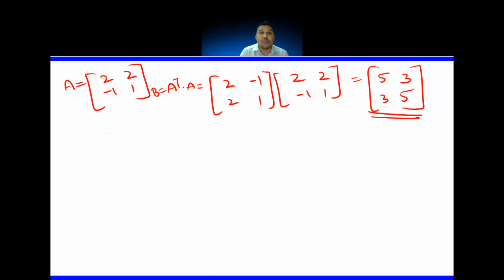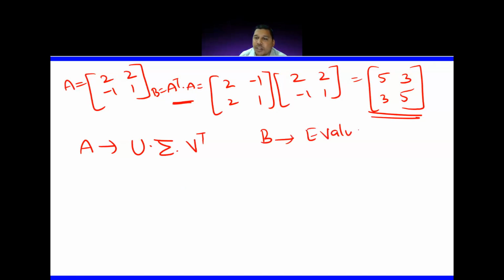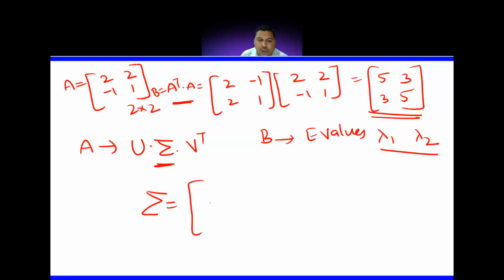Now, once you get this matrix, your job is to find out, we were talking about A, right? A can be expressed as U, sigma and V transpose. So here also the first step is that for the B matrix which is formed here, find the eigenvalues. Let them be lambda 1, lambda 2 because it's a 2 by 2 matrix. Your sigma matrix will be nothing but square root of lambda 1, 0, 0, square root of lambda 2.